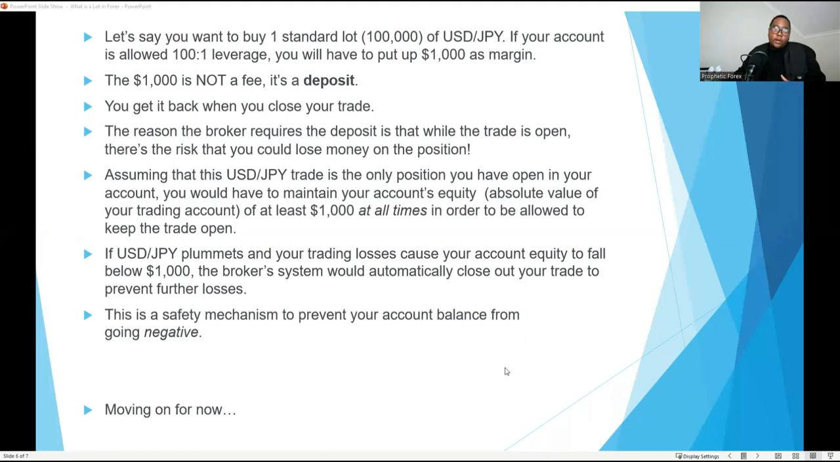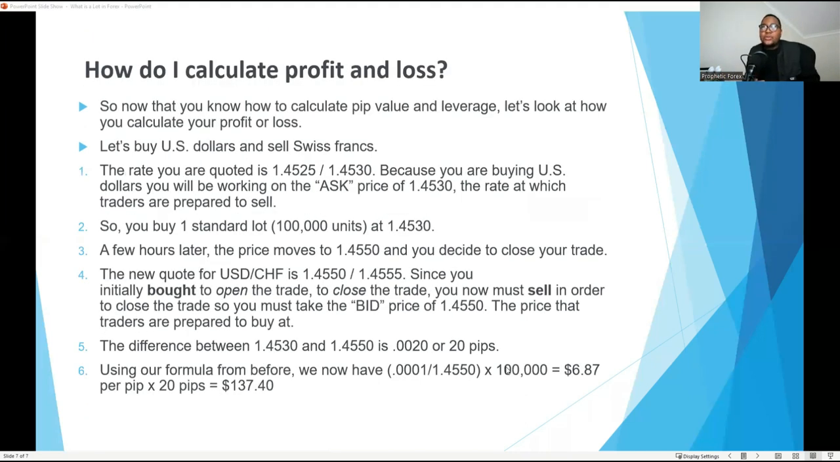Okay, moving on. Right now, we want to know how to calculate profit and loss. So now let's know how to calculate pip value and leverage, then let's look at how to calculate loss and profit. So let's buy the US dollar and sell the Swiss franc. As we understood in previous episodes, when we buy a base currency, we are simultaneously selling the quote currency.